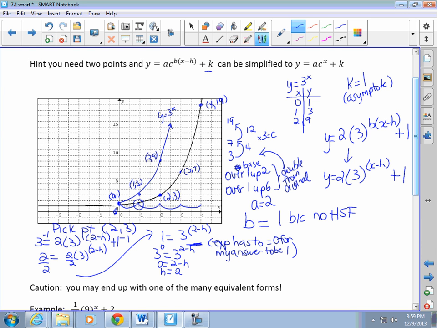Now that I found my h value, I've got everything. So my final equation is y is equal to 2 times 3 to the power of my b, which was a 1. I'll just write it in here this time because sometimes your b isn't going to be a 1. Times x, my h was a 2, so that's minus 2, plus 1.